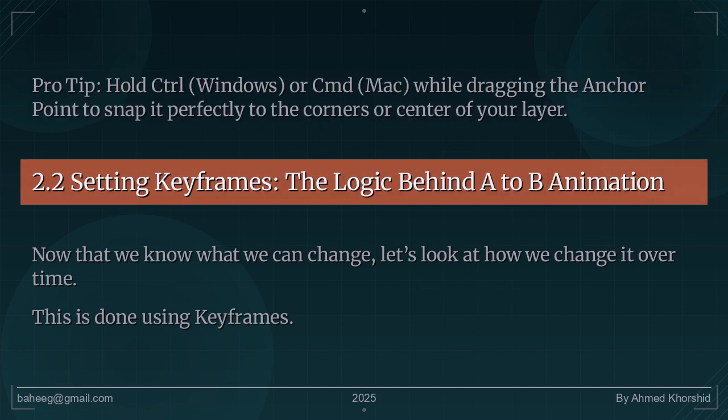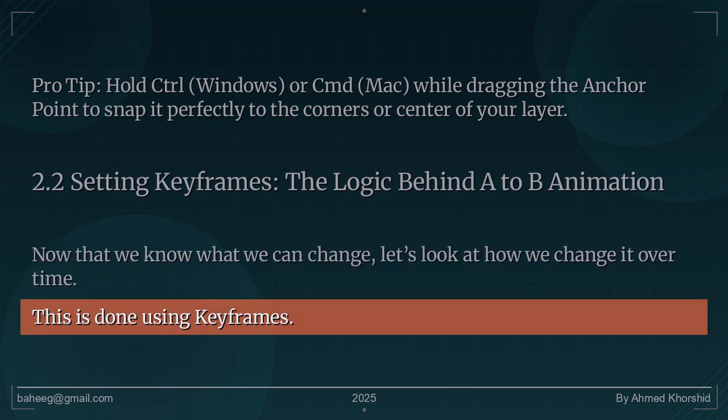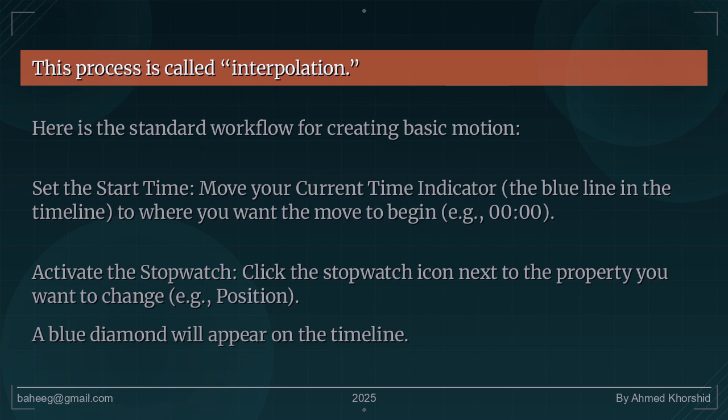2.2 Setting Keyframes, the logic behind A to B animation. Now that we know what we can change, let's look at how we change it over time. This is done using keyframes. Think of a keyframe as a marker in time that tells After Effects, at this specific second, I want the object to look exactly like this. When you set 2 keyframes with different values, the software automatically calculates all the frames in between. This process is called interpolation.